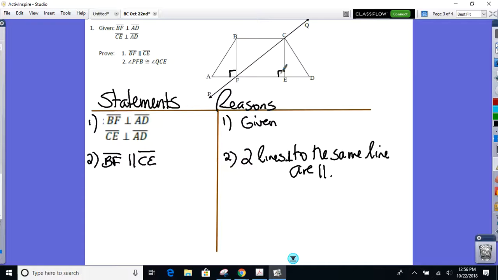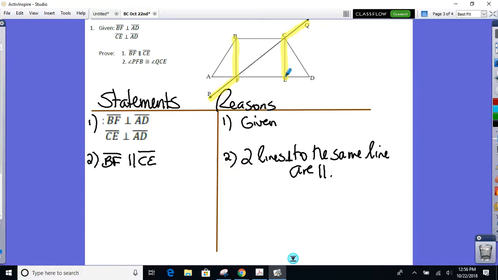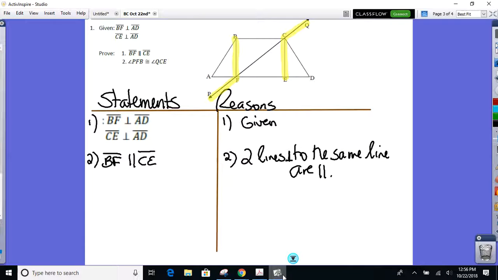All right, that's done. Now, can you get PFB congruent to, let me highlight them. Let's see, PFB congruent to QCE. You got to start approaching it this way. First thing I'm going to ask somebody is, do they share a common line? 17, do they share a common line? They don't? Name it?